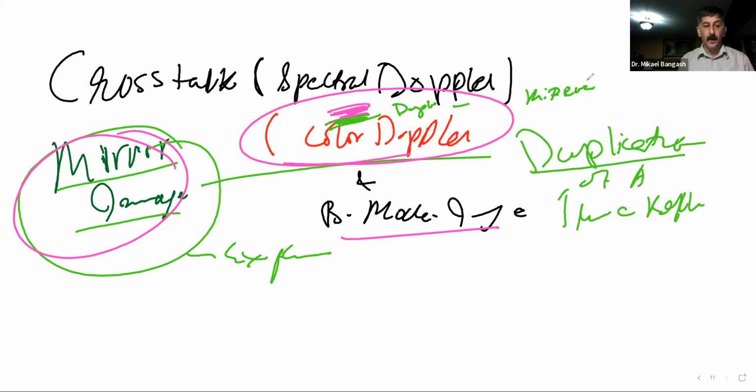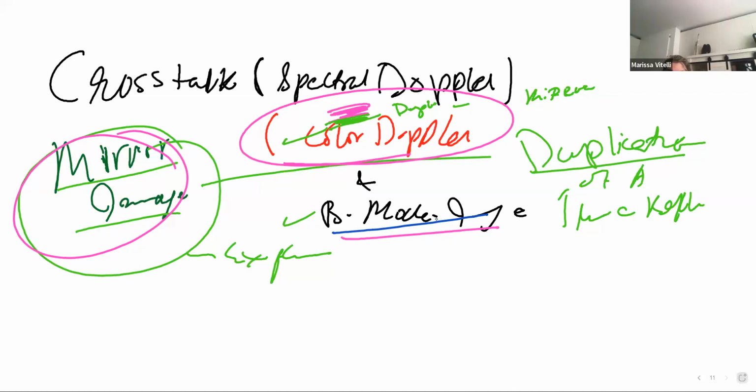Okay. Now in a mirror image, whether that is in color Doppler or in regular B-mode image, for instance, let's just take a B-mode image to begin with. Do you guys mind if I go to another slide, just so it doesn't become too crowded here? That's fine, take it.